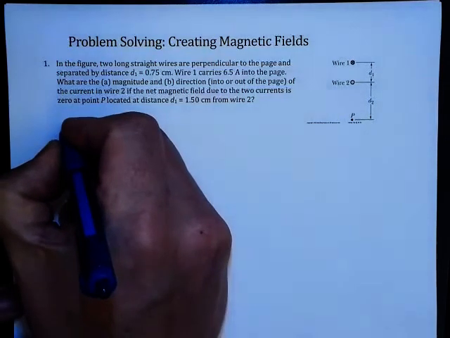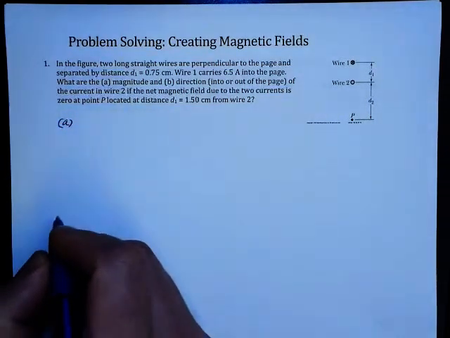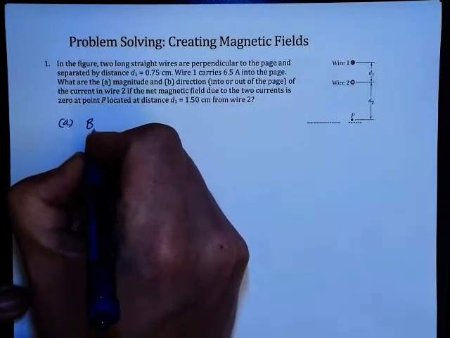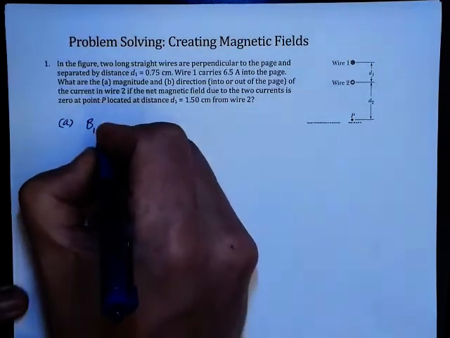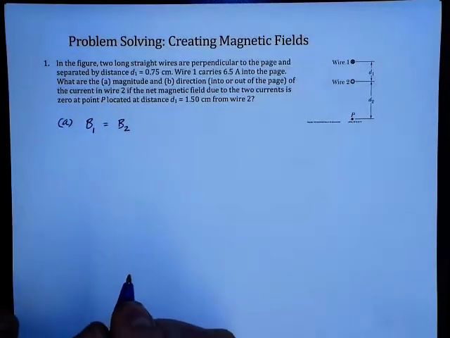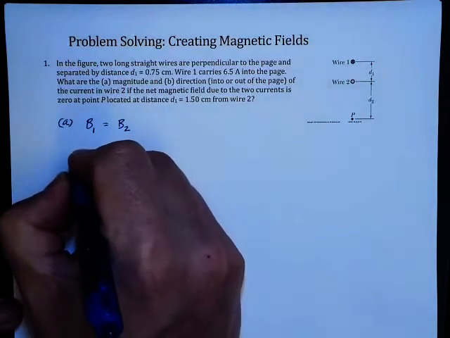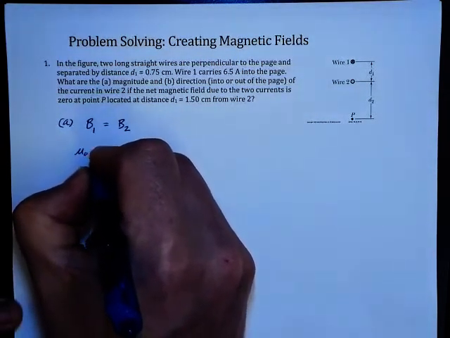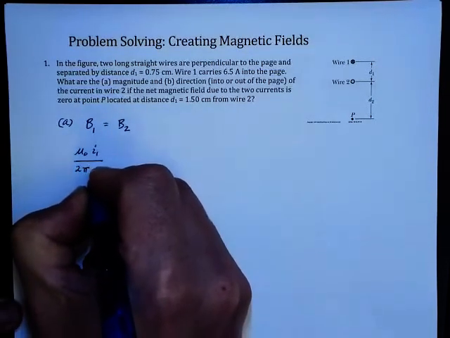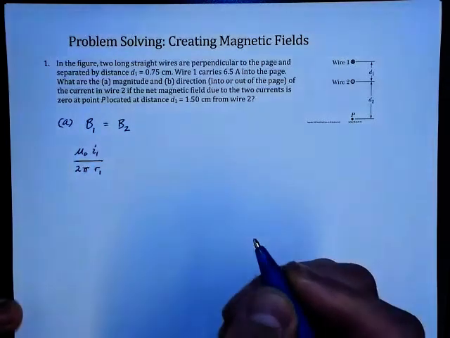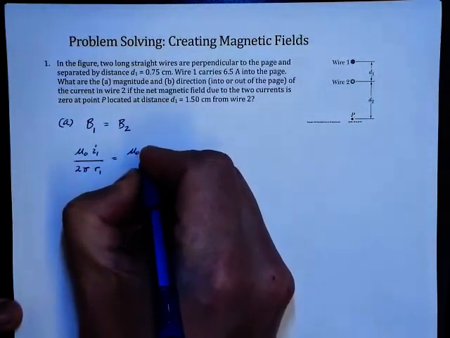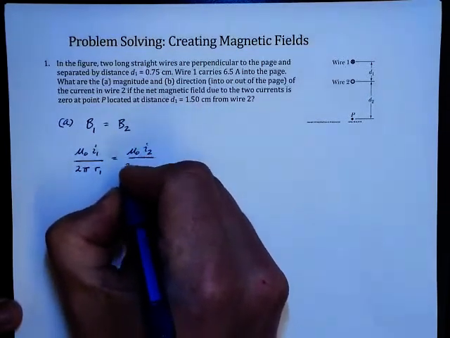Well, let's solve the magnitude piece first, since that's the order they put it in. We want the magnitude of the magnetic field from wire 1 to equal the magnetic field from wire 2 if they're going to sum to be 0. And that means mu 0 times I1 over 2 pi R1, I'm just going to call it R1 right now, has to equal mu 0 I2 over 2 pi R2.